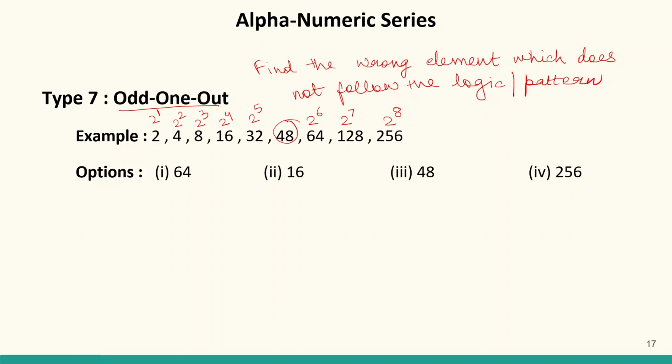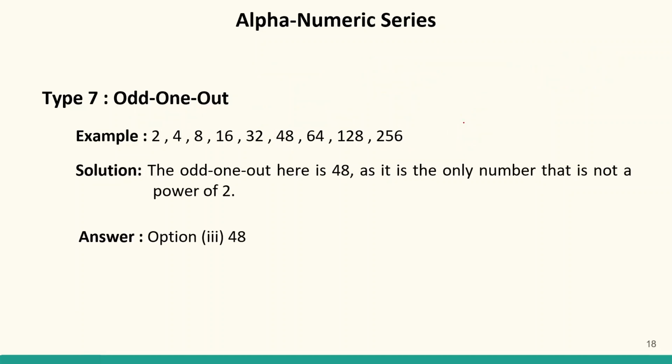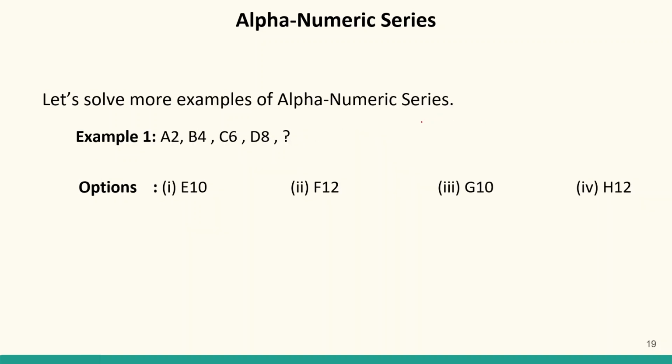Only this number is a number which cannot be denoted in the form of 2 raised to the power x. We cannot denote 48 number in this manner. Hence, this is the only odd one out. So your answer will be third, 48. Here is the solution. You can check it out.